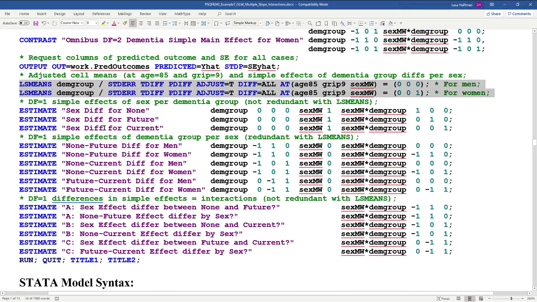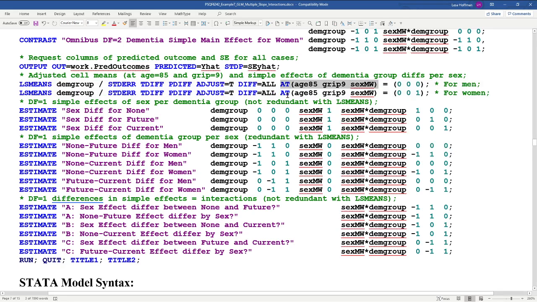LSMeans is only for variables that are on the class statement. What I'm asking for, it stands for least squares means, is going to be the mean for each of my dementia groups. This is going to be an adjusted mean, holding other things at particular values. And what it is adjusted at is given right here.